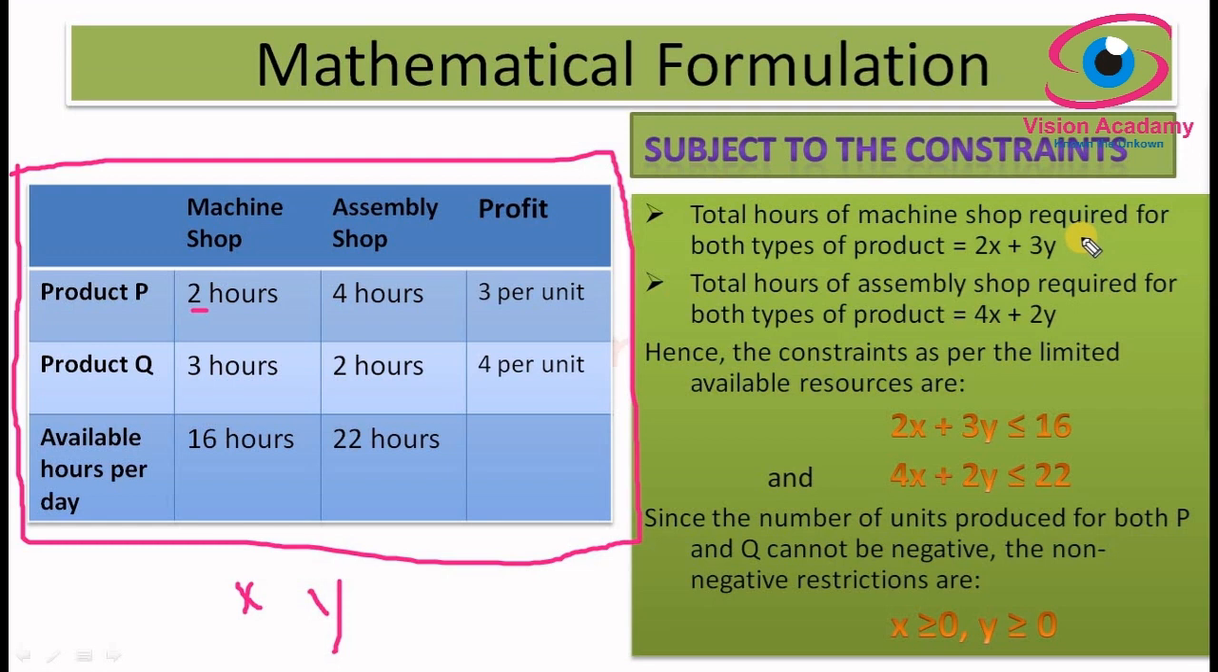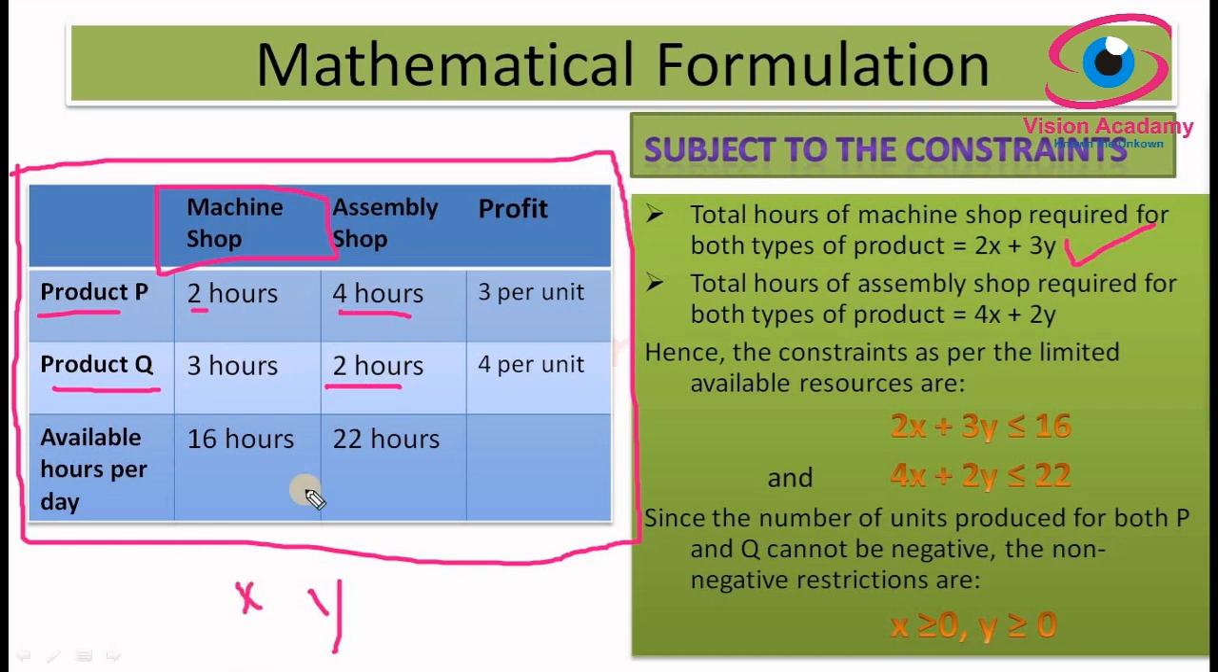We are concentrating on the first constraint, that is the machine shop, which affects both product P and product Q. So let us concentrate on the second constraint, that is the assembly shop. Okay, total hours of assembly shop required for both types of product is, let us look here, 4 hours of product P, 2 hours of product Q.